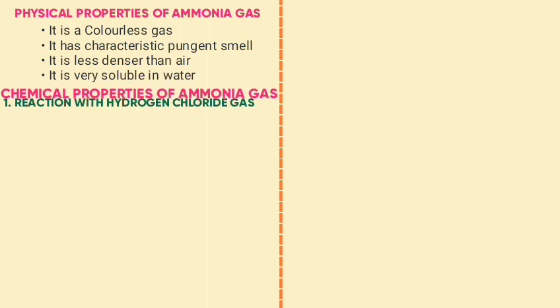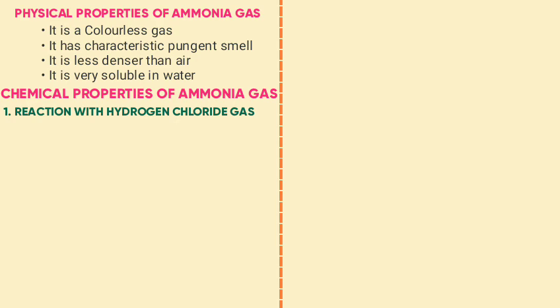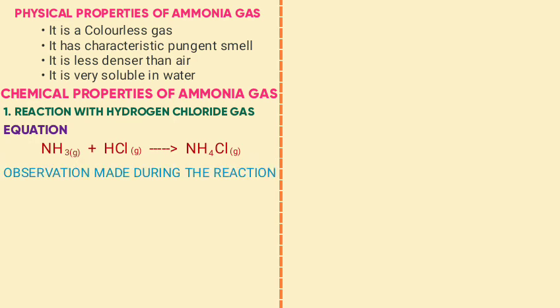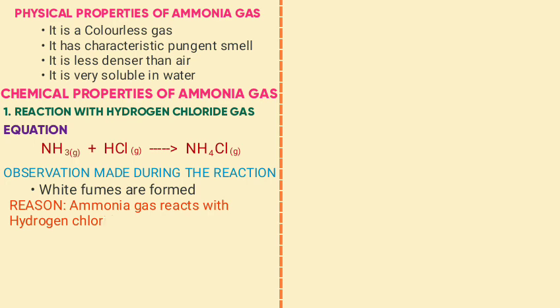1. Reaction with hydrogen chloride gas. Equation: ammonia gas plus HCl gas give you ammonium chloride. Observation made during the reaction: white fumes are formed. Reason: ammonia gas reacts with hydrogen chloride gas to form ammonium chloride gas, which is white fumes.